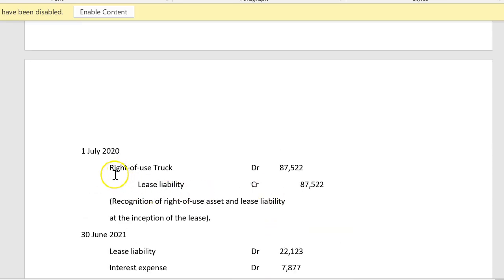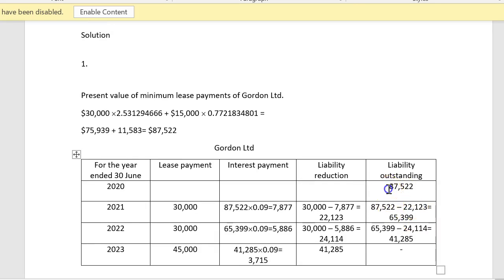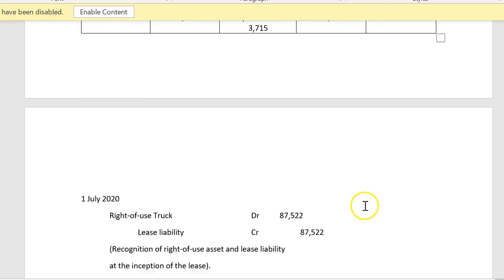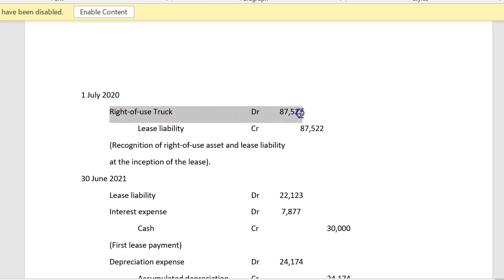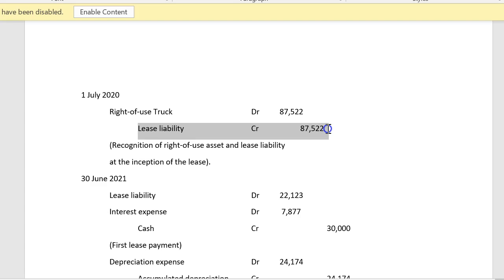Now guys, keep in mind at the inception of the lease, we call this right of use asset. Right of use asset is very important. It's the present value of minimum lease payments, present value of lease payments for lessee, which is 87,522, and you credit lease liability 87,522.